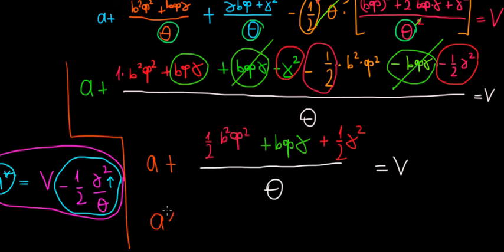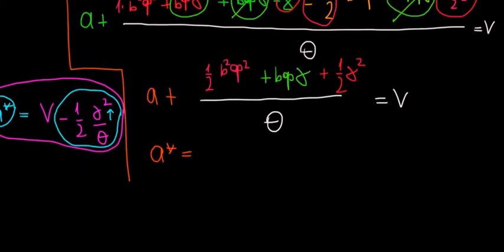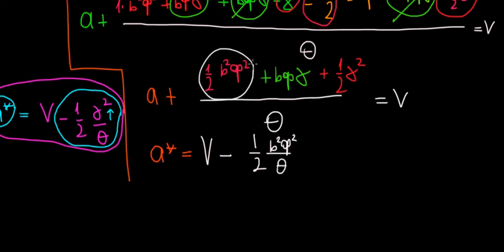We'll have a equals 2, and we'll take all the terms to the other side. As a result, we will have v minus 1 over 2 b squared theta squared divided by theta. We took the first term to the other side, and we take the other term to the other side, so we have minus b theta gamma divided by theta, and then we take the last term to the other side, so we're left with minus 1 over 2 gamma squared divided by theta. Hope this all makes sense. That's the base salary that we must pay, and in the next video we'll also see what is the profit level.